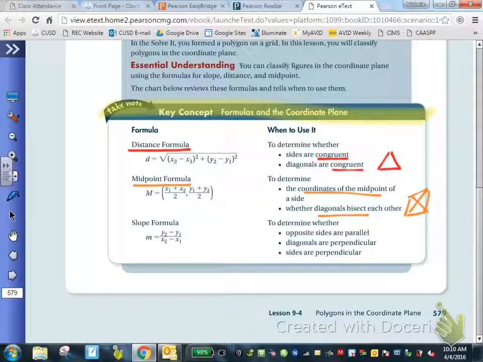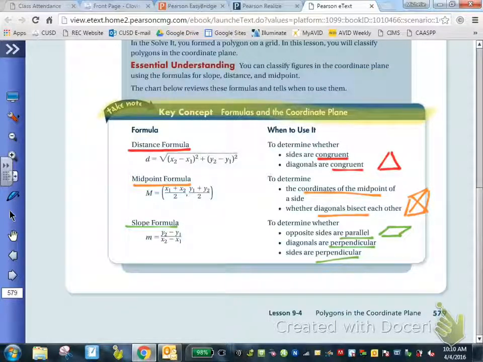Okay. The last one that we are going to use that is going to come in very handy is the slope formula. Karina, when would I use the slope formula? Parallel. What else? To check if something's perpendicular or if sides are perpendicular. So, parallel lines have what type of slope? The same. So if I ask you to prove that this is a parallelogram, what could you do? Find the slope, and you should get two sets of the same.